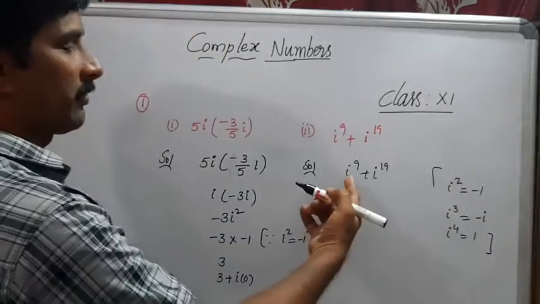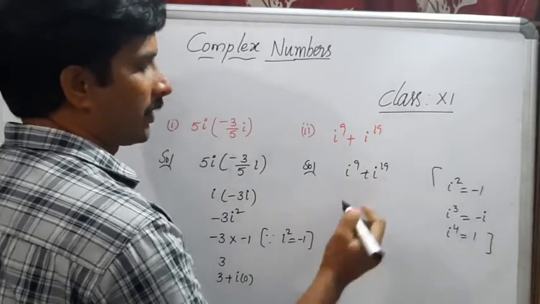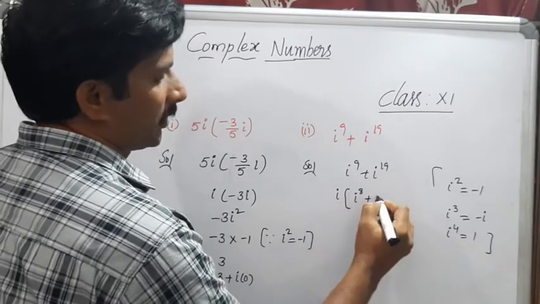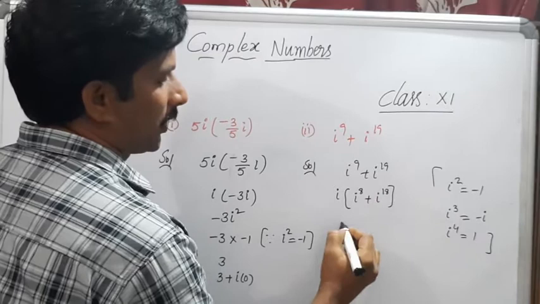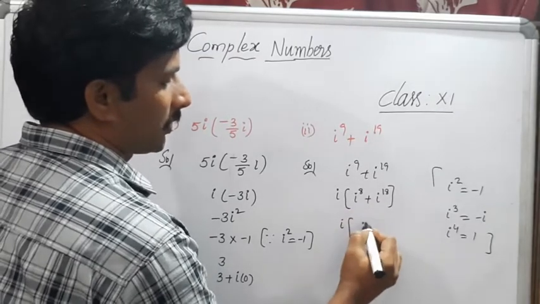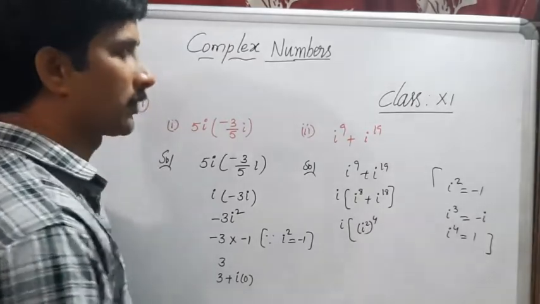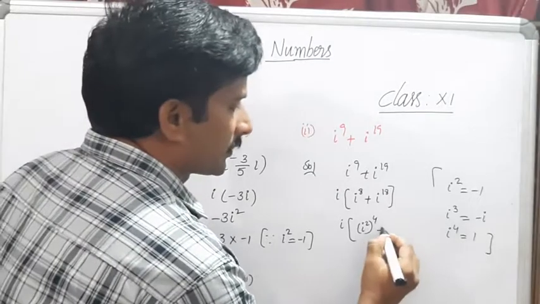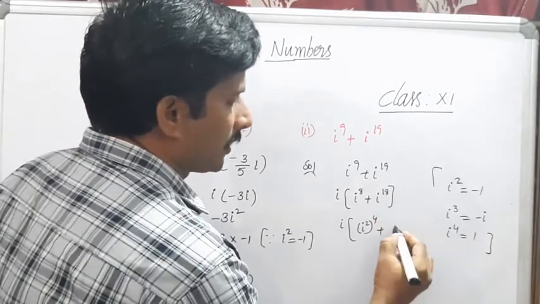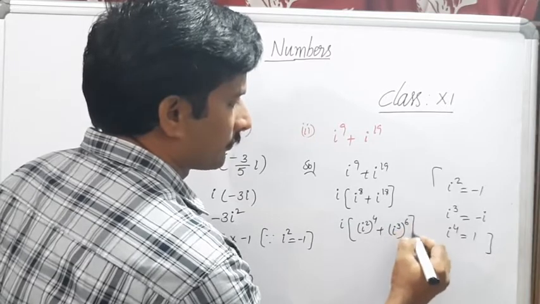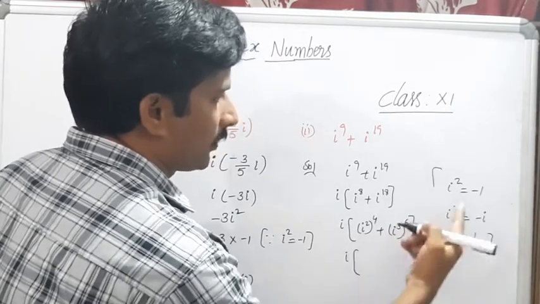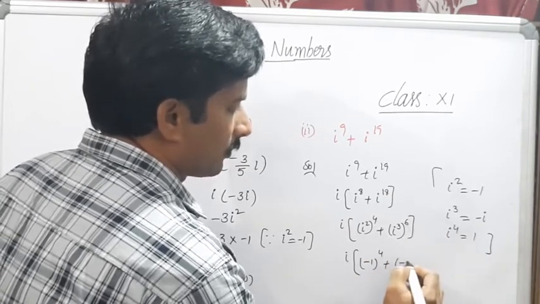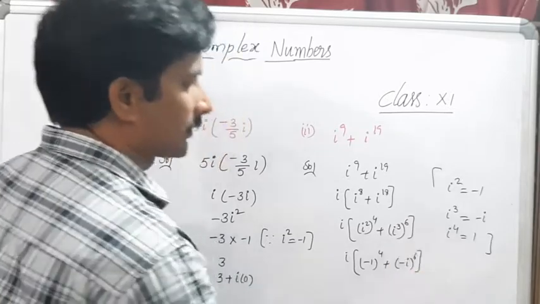Now in i power 9 plus i power 19, I am taking i common. Then we get i into i power 8 plus i power 18. So i power 8 can be written as i square whole power 4, because a power m whole power n is equal to a power m into n, plus this i power 18 can be written as i cube whole power 6. So i into, i square value we have minus 1, so minus 1 whole power 4, plus i cube is minus i, so minus i whole power 6.